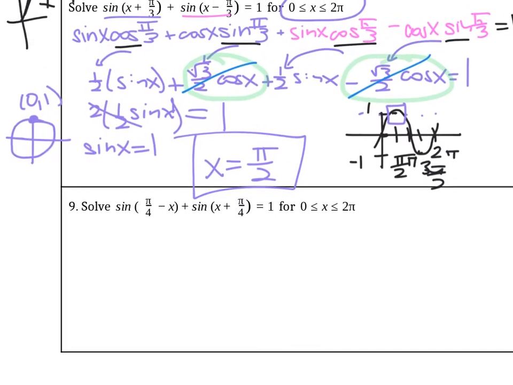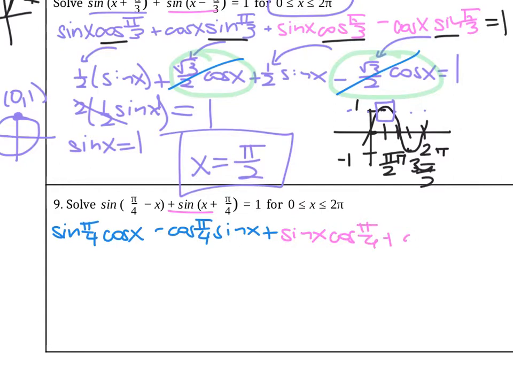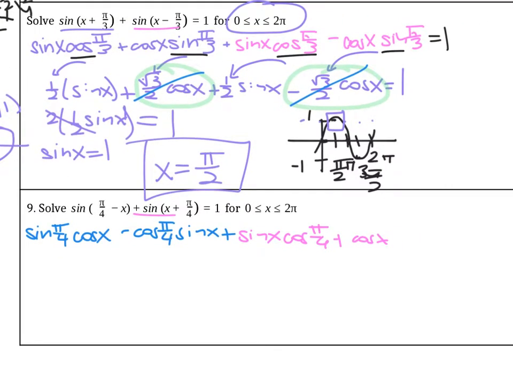All right, let me do one more example here, and then you'll try the other two. This is sine of pi over 4 times cosine of x minus cosine of pi over 4 times sine of x. So that's the first one. The second one is sine of x times cosine of pi over 4 plus cosine of x times sine of pi over 4, and that all equals 1.